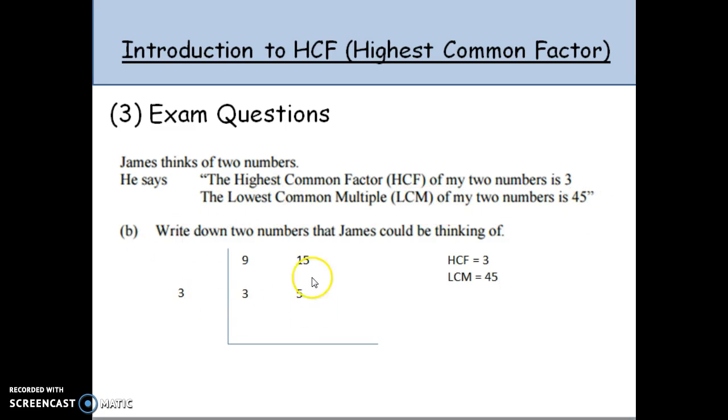So you draw a giant L and you say, alright, so how does this work? 3 times 3 times 5 is 45. So the way about it is going backwards. 3 times 3 is 9, and 3 times 5 is 15.